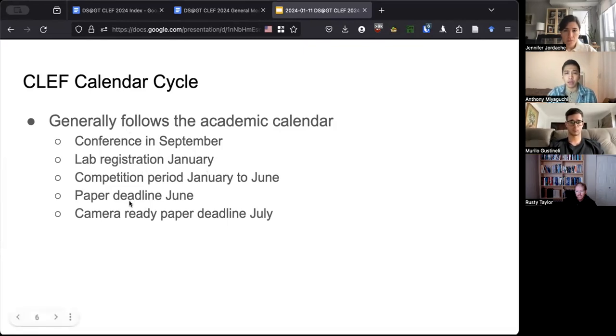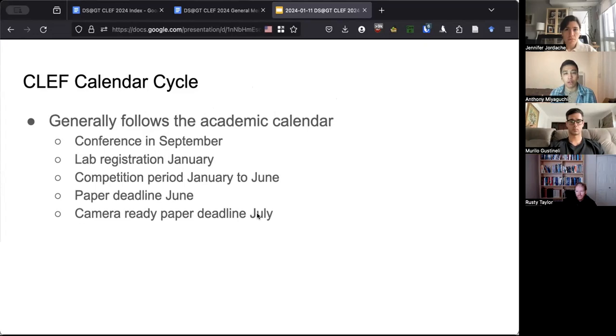The paper deadline tends to be around June, and the camera ready paper deadline after the review process happens in July. So there's this whole cycle for CLEF, and we've kind of gotten ahead of the pack by already forming teams and already having kind of good context into the problems that we're trying to solve and the ways that we're going to do them.